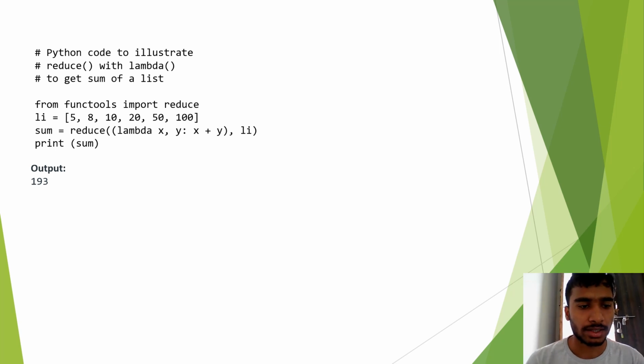Python code to illustrate reduce with lambda, to get the sum of the list: from functools import reduce. Here we have a list of some numbers, and we are going to find the sum of these numbers using reduce with lambda x, y: x + y, list. The output is 193.